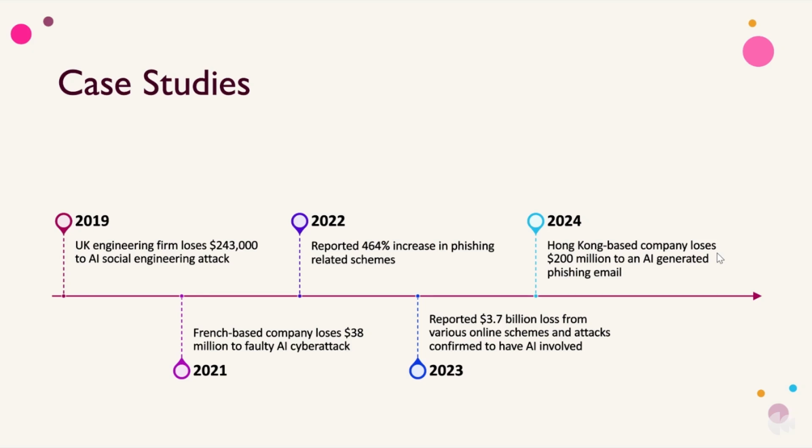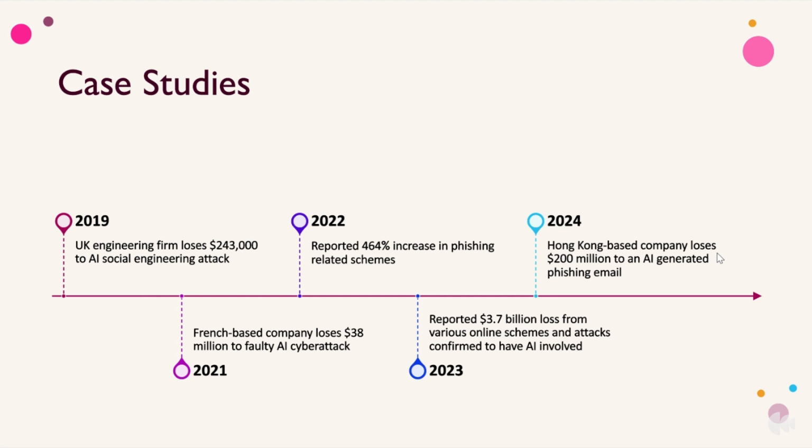A couple case studies I want to mention of generative AI being used in some major cyber attacks. First, in 2019, an engineering firm in the United Kingdom was sent a message that was supposedly from their CEO, and as a result, there was a loss of $243,000 due to a social engineering attack that was confirmed to have been generated by AI. Next, in 2021, a company based in France would lose $38 million due to a facilitated AI cyber attack that had been carried out by a notable group of hackers in that country.